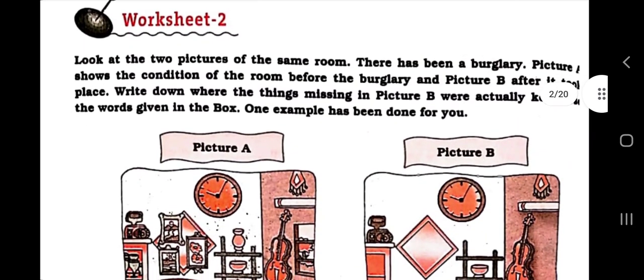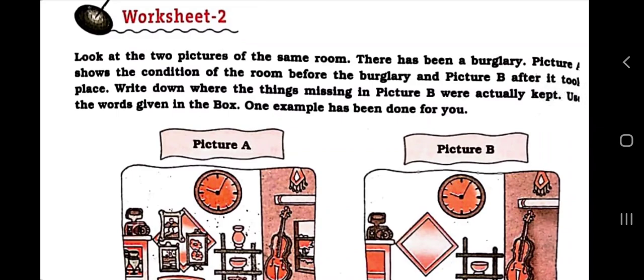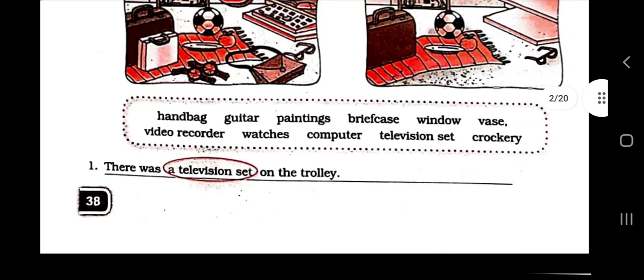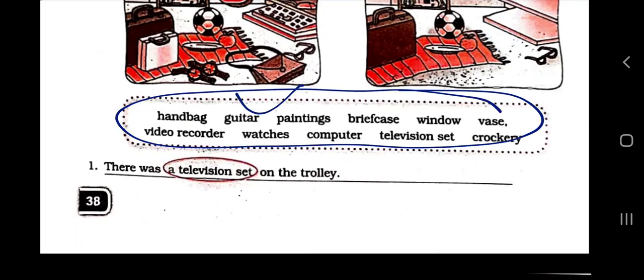Look at the two pictures of the same room. There has been a burglary, meaning something has been stolen; someone broke into the house and took things away. Picture A shows the condition of the room before the burglary, and picture B after it took place. Write down where the things missing in picture B were actually kept. Use the words given in the box. One example has been done for you. The example has already been done. Now you have to use these words for these things to see which was placed where.